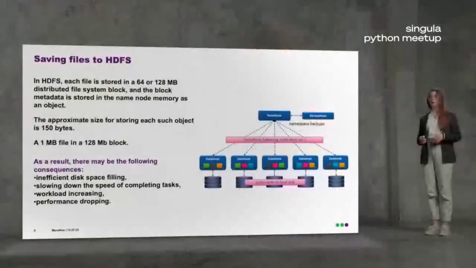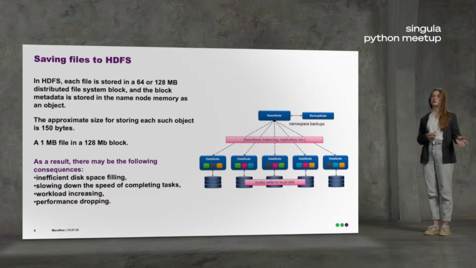Now let's talk about working with cluster memory. In distributed computing, data in memory is divided into partitions, which are saved as files to the cluster disk space. And it is very important to monitor this saving. In HDFS, each file is stored in a 64 or 128 megabyte distributed file system block. The approximate size for storing each such object is 150 bytes.